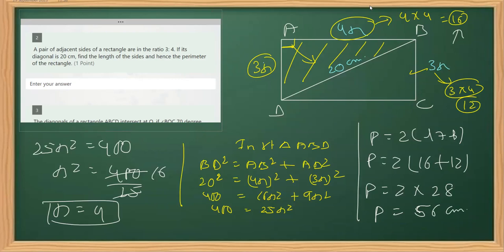centimeter. Now, in this question, there can be some extended part. You may be asked to find the area of this rectangle. And in that case, you know that the area of a rectangle is length into breadth. So you can even find the area as length into breadth, as you have got the length as 16 and the breadth as 12. So this is how question number 2 can be done.